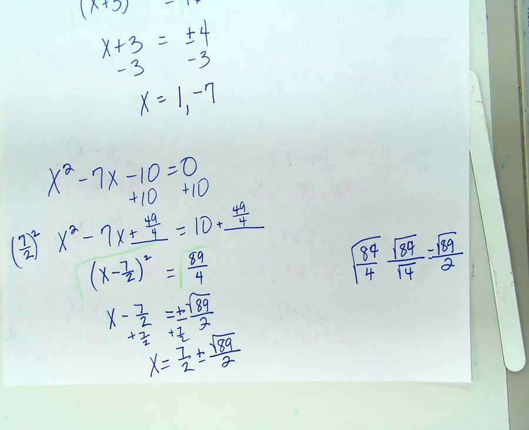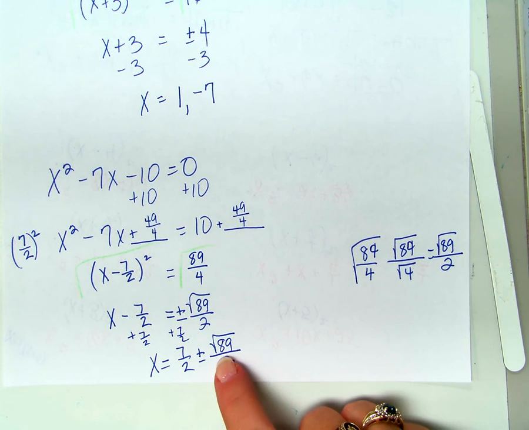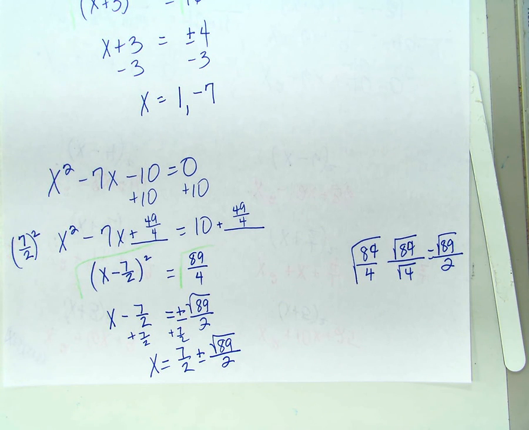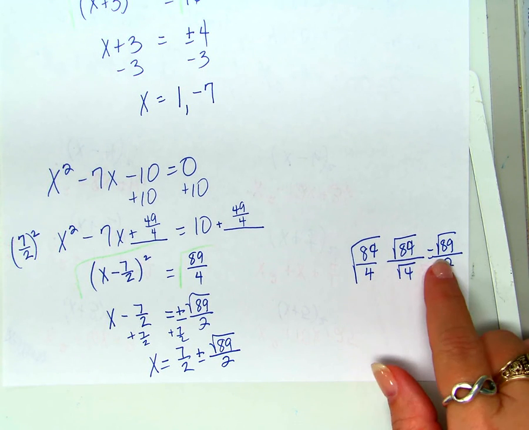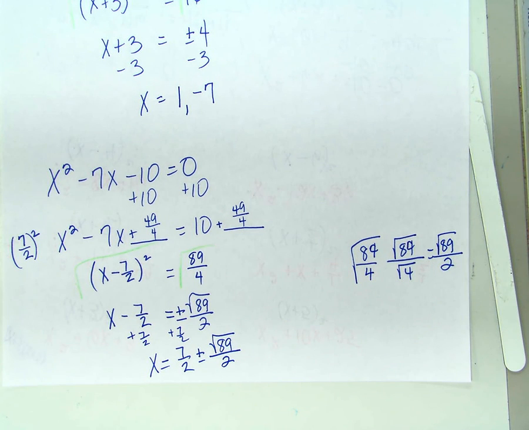Now please notice that I was real careful to be very clear that the square root of 89 is just in the numerator. You know what I'm saying? It's not over the whole fraction like this one is. It's just in the numerator. How you feeling about this? Good?